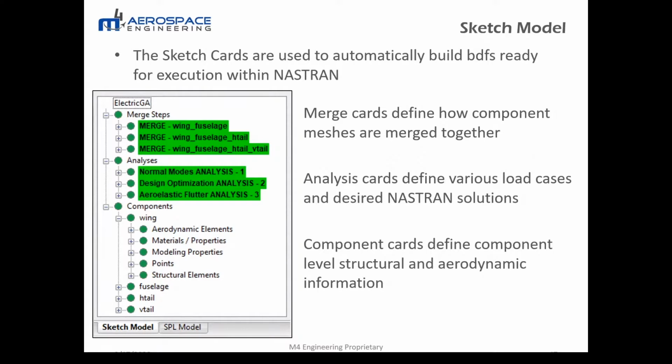Underneath the analysis section, we have the components. These components were grabbed directly from the OpenVSP model. And then within each component, there's various subcategories of cards. Subcategories are aerodynamic elements, materials and properties, the modeling parameters, points, which will contain sketch points, and the structural elements. Then all of these cards sum up to make the complete component level model, and then together all these component level models make the complete vehicle sketch model.